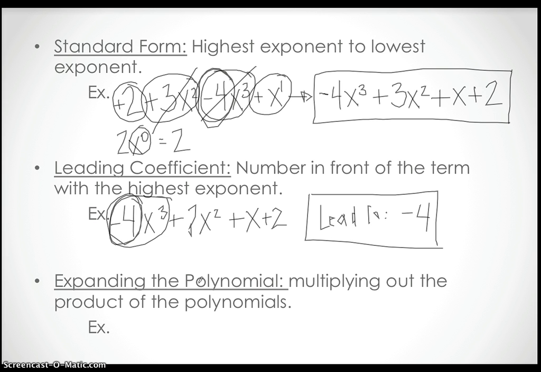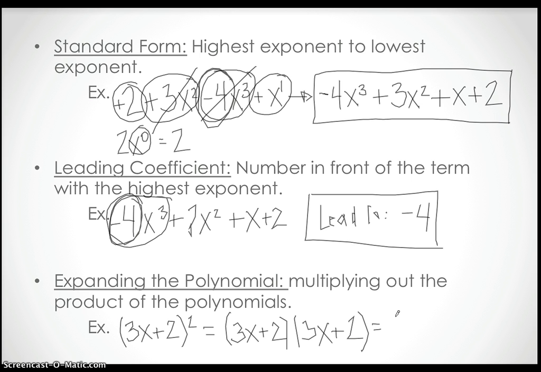When you're asked to expand the polynomial, that means to multiply out the product of polynomials. So most often you're going to see it when you have something like 3x plus 2 squared. That means to actually multiply it out. Now we know when we square something, that just means take this thing times itself again. So we have 3x plus 2 times the quantity 3x plus 2, and now we have a binomial times a binomial. We actually need to FOIL this guy, so we do 3x times 3x, which is 9x squared.